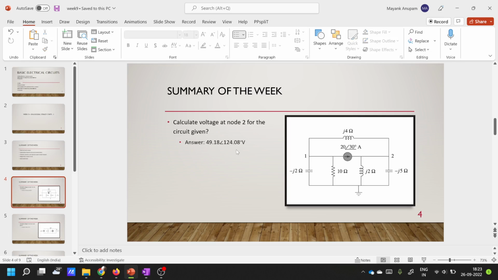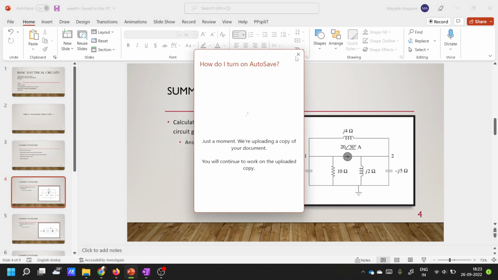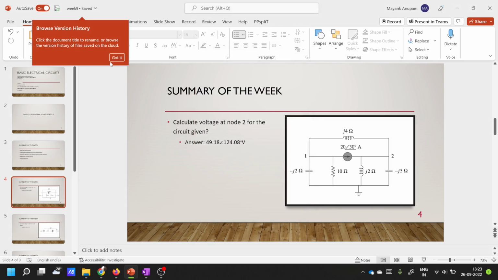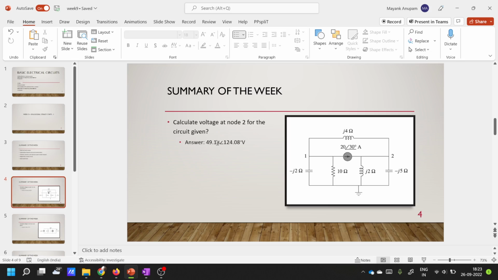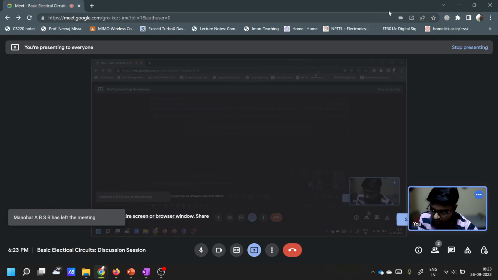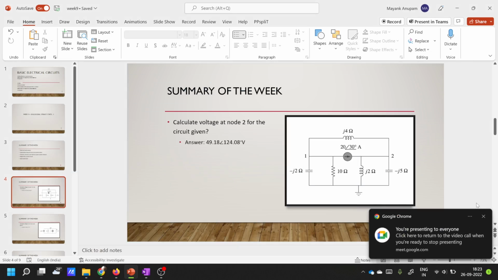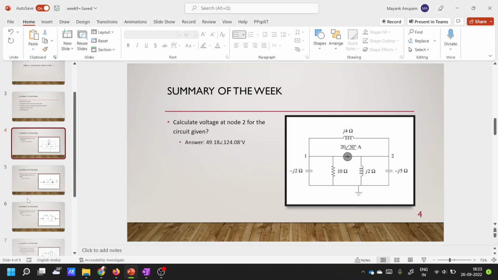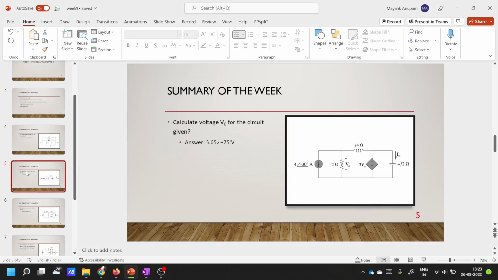This is the answer. You have to be slightly careful while doing the calculation, because it involves complex algebra. So you will get this answer. Okay, fine. Any questions, any doubts in this question? Fine, so let's move forward.